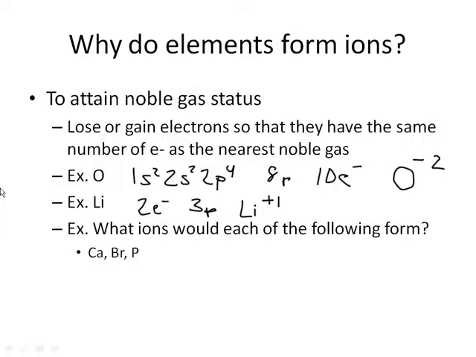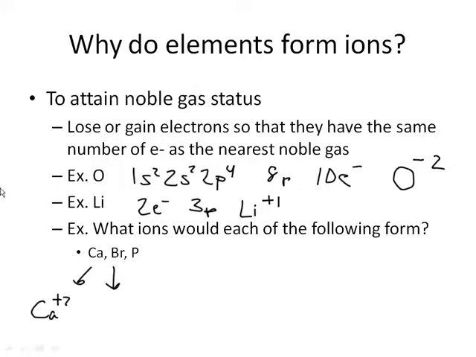So what ions would each of the following form? We're looking at calcium. We find calcium on the periodic table. It's element 20. Its nearest noble gas is argon, which has 18 electrons. So calcium will lose 2 electrons to have the same number of electrons as argon, in which case then calcium will form a +2 charge.